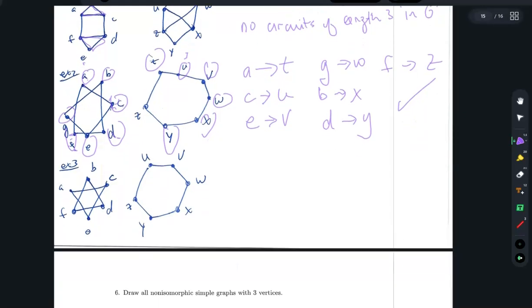And what about these two graphs? There is not. Can you see that the graph G is not connected? Because there truly are two triangles, right? One triangle and another triangle. And then G prime is connected, so there cannot be an isomorphism between them.